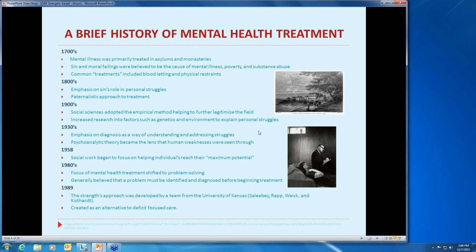And back then, sin and moral failings were believed to be the cause of mental illness, poverty, substance abuse, any shortfallings.